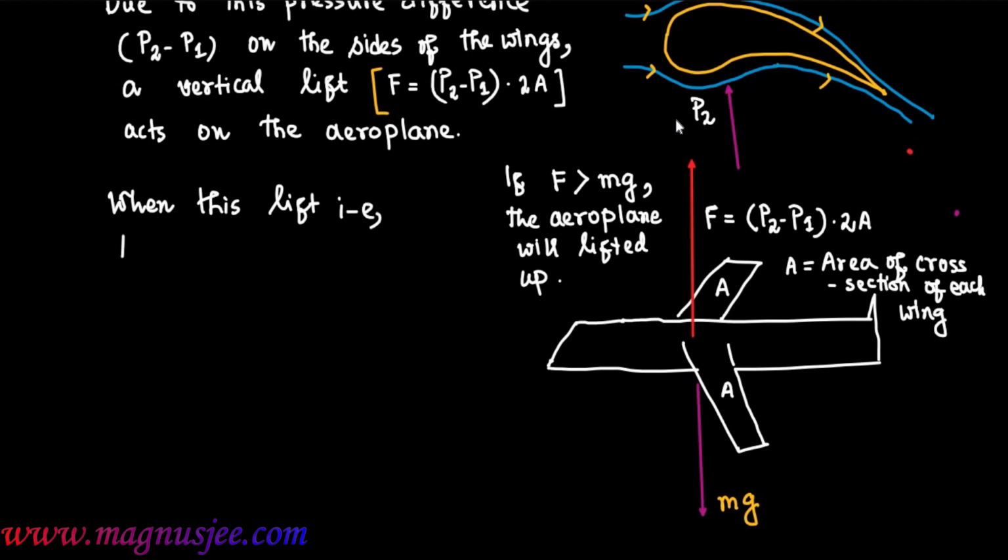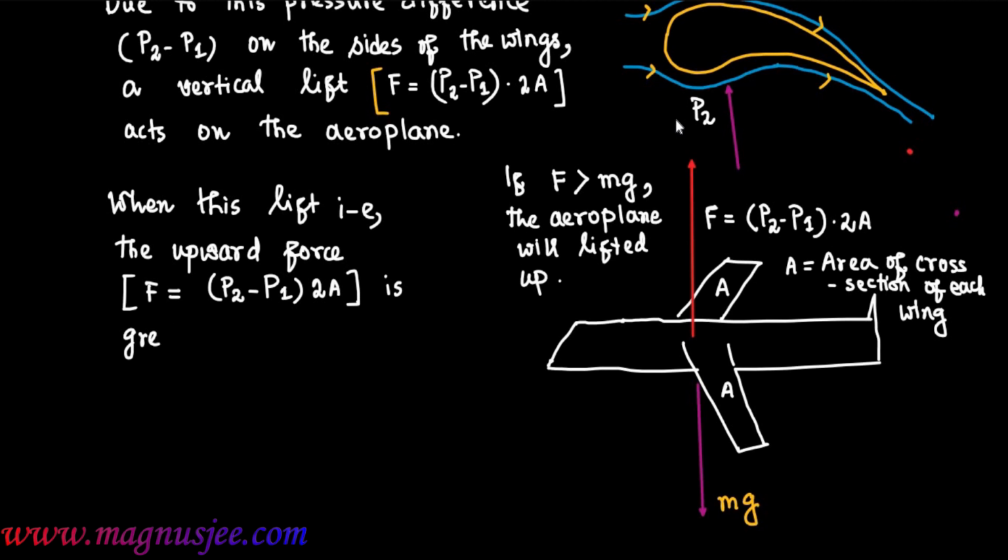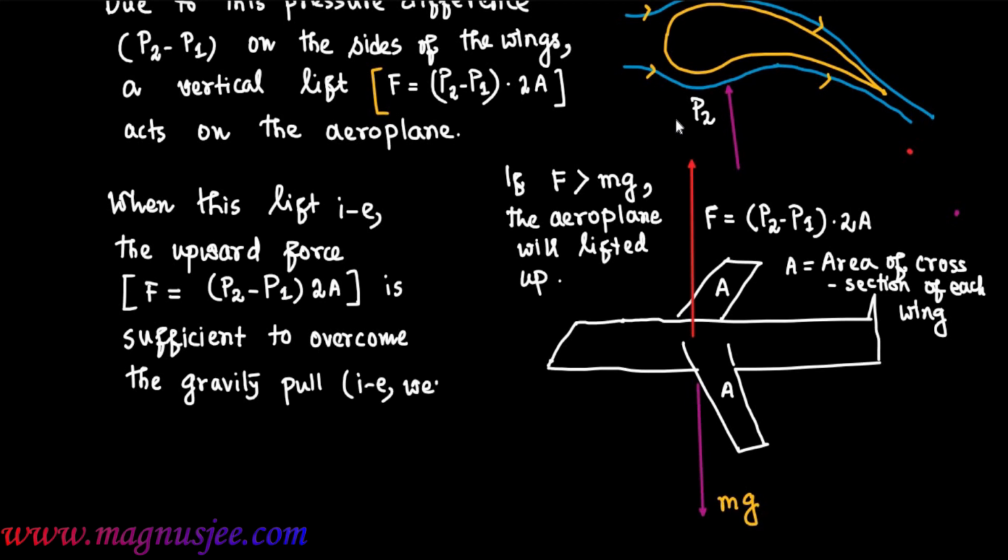When this lift, that is the upward force F equals P2 minus P1 into 2a, is greater than mg, this lift is sufficient to overcome the gravity, that is the weight of the aeroplane, mg, sufficient to overcome the gravitational pull on the aeroplane.